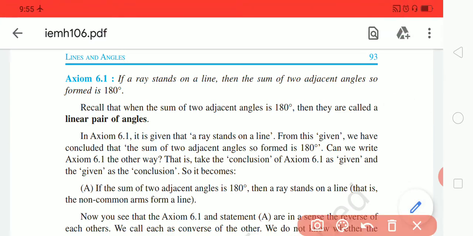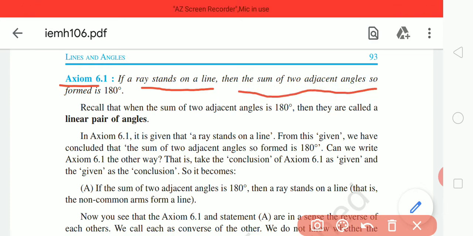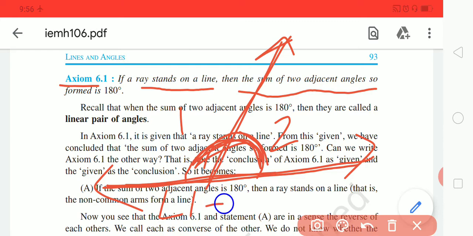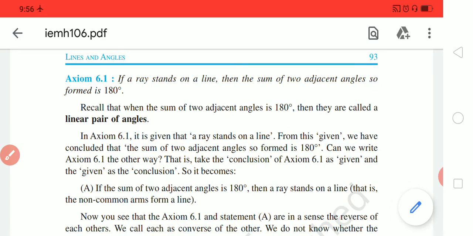The first axiom will be used only as a statement. If a ray stands on a line, then the sum of two adjacent angles formed is 180 degrees. This is the line that we are talking about, and this is the ray that is standing on this line. Then the sum of the two angles, angle 1 and 2, will be 180 degrees. And you know that this is a straight angle. I told you these are linear pairs. So angle 1 plus angle 2 is always 180 degrees, right? You will use this axiom.